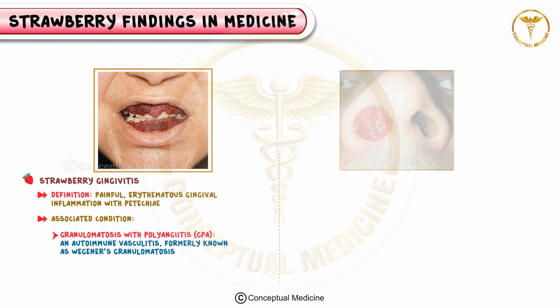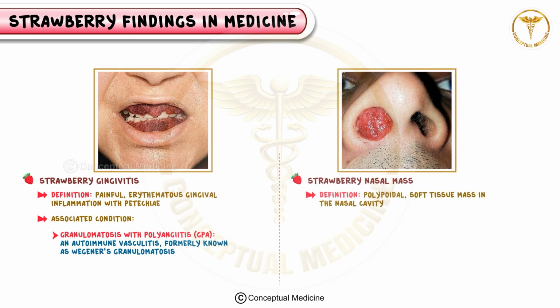Now let's discuss strawberry nasal mass, a red, polypoidal mass in the nasal cavity resembling a strawberry. This is most commonly associated with rhinosporidiosis, a chronic granulomatous infection caused by Rhinosporidium seeberi. Clinically, patients present with nasal obstruction, epistaxis, or difficulty breathing if the mass becomes large.